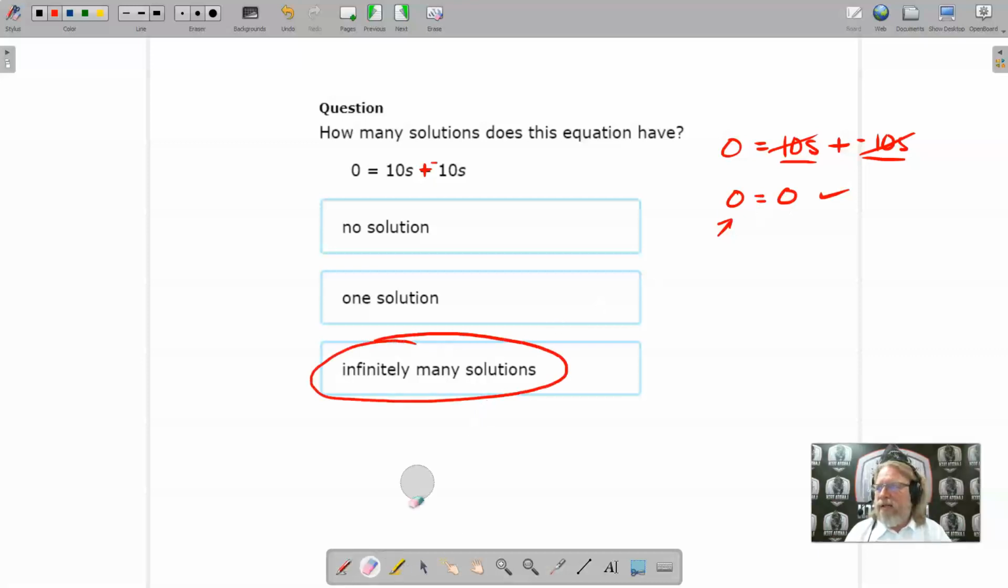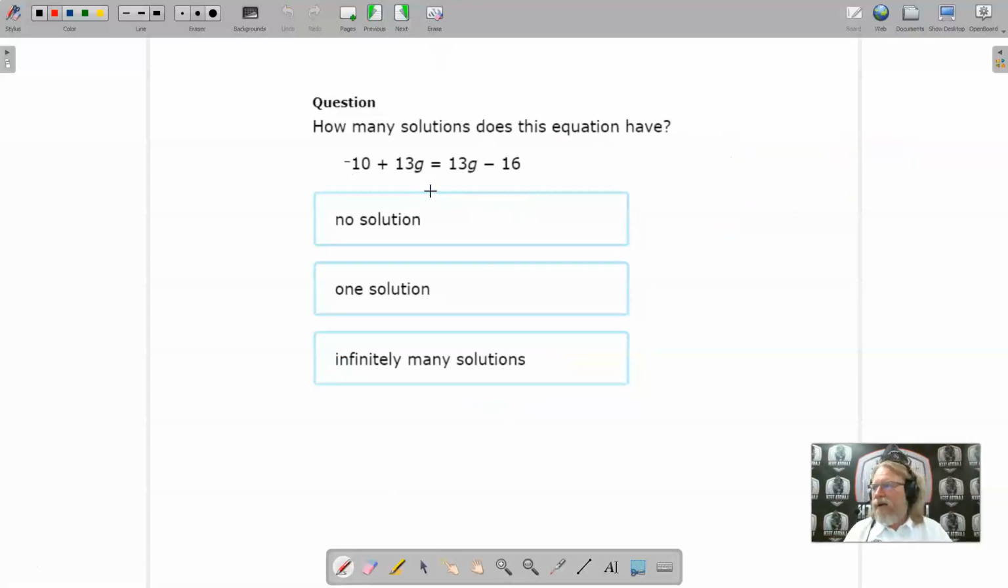And the reason for that is, if we look back up at this problem here, no matter what we plug in for s, since these are opposites, if we plug in 5, we get 50, and over here we get negative 50. If we plug in 16, we get 160, and over here we get negative 160. So no matter what we plug in there, these are going to cancel each other out. They're going to equal 0, and we're always going to end up with 0 equals 0. So if you work it out, get rid of all the terms with the variables in them, and you end up with a statement of some number equals itself, in this situation, there are an infinite number of solutions.